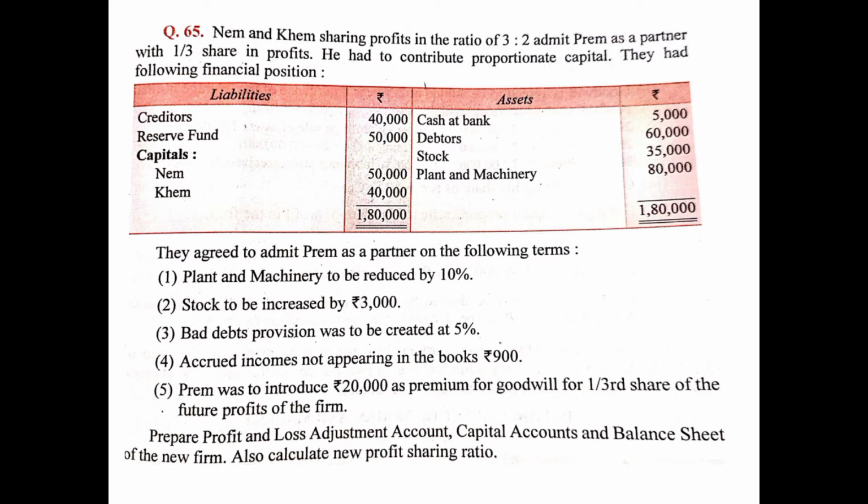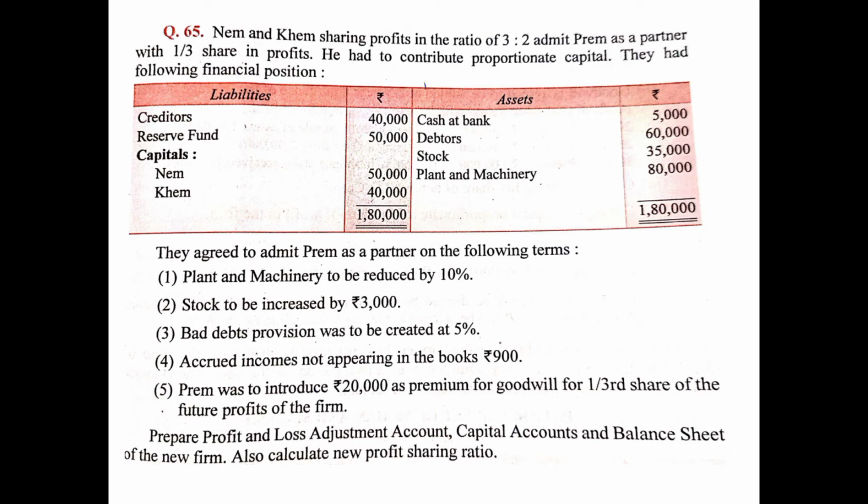Then the fourth term, accrued income not appearing in the books, rupees 900. Accrued income, that means outstanding income. So there is an unrecorded asset because outstanding income is an asset. So if you have not recorded the asset beforehand, you will record it now, and while recording an unrecorded asset, it will increase the asset. It will be shown on the credit side of revaluation account. You will write by accrued income 900, and while preparing the new balance sheet of the new firm, it will be shown on the asset side as accrued income rupees 900.